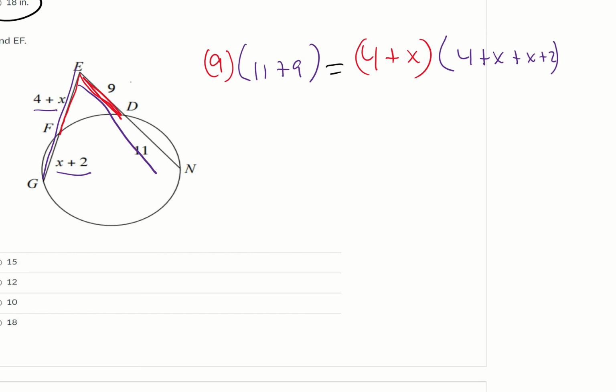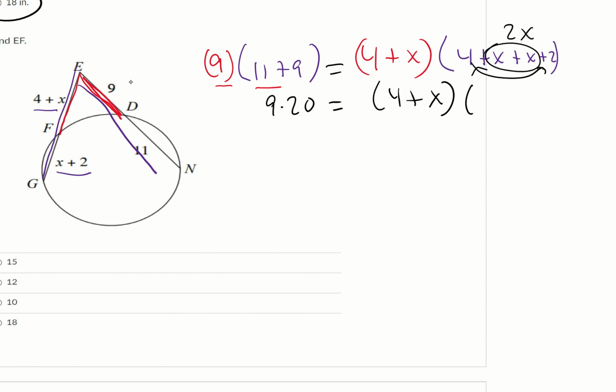All right, so we got 9 times, this is just 9 times 20 here. Here, let me just use another color. We get 9 times 20 equals, so this is going to be 2x, and this is going to be 6. So this is going to be 4 plus x times 6 plus 2x. All right, so we got to FOIL this.